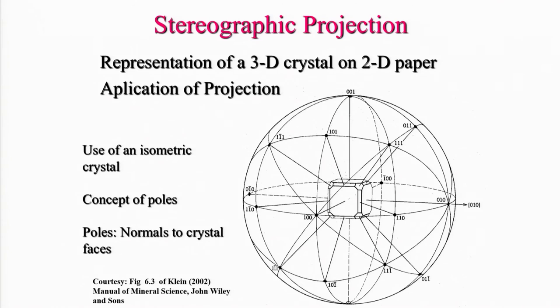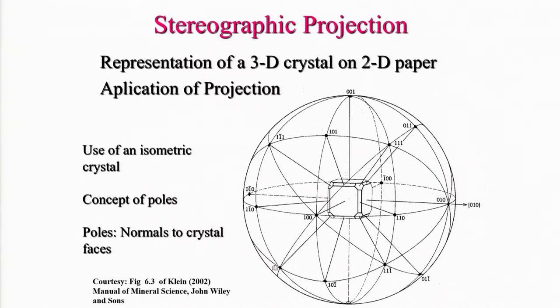And today I will give you a theoretical basis of those projections which we used in the 32 point groups. I will show you how a three-dimensional crystal can be converted into, or seen in, a two-dimensional plane. I will talk about the basic principles of stereographic projection, and I will show you a construction here.